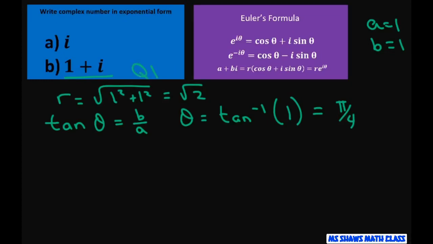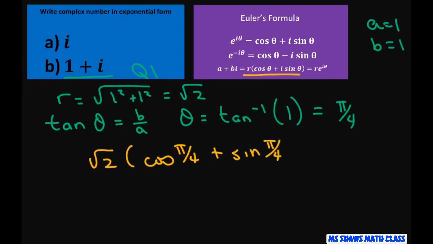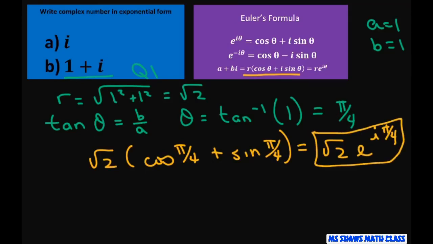So writing this out, we're going to write square root of 2 times cosine of pi divided by 4, plus i sine of pi over 4. And that equals square root of 2 e raised to the i power times your angle, which is pi divided by 4. And that's your final answer. Let's put the i here.